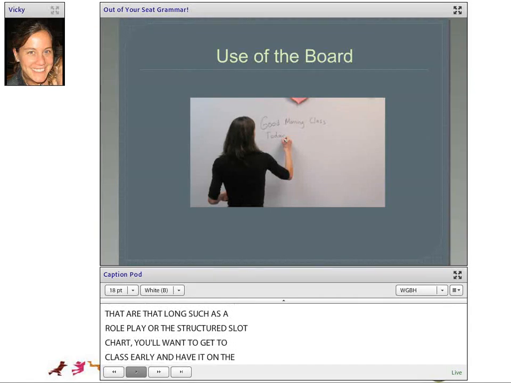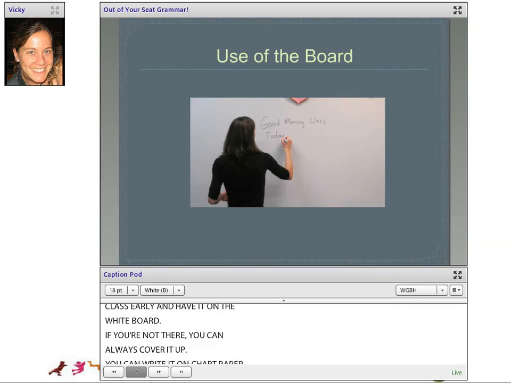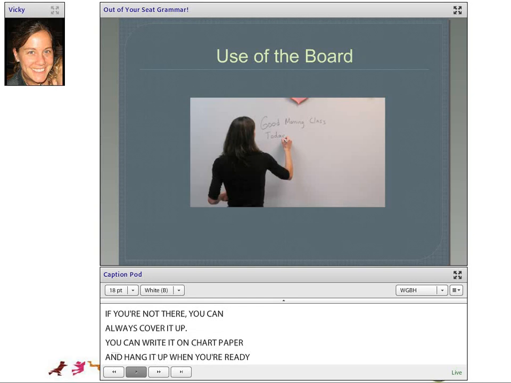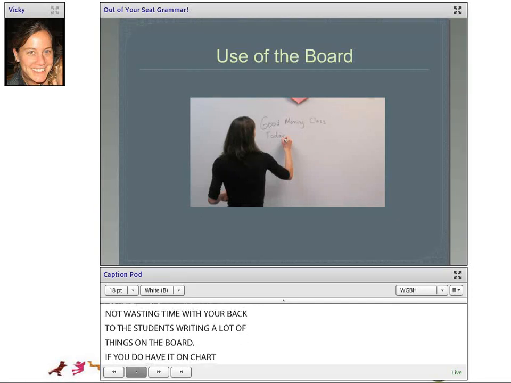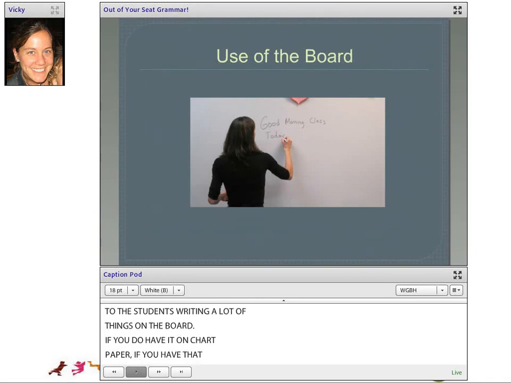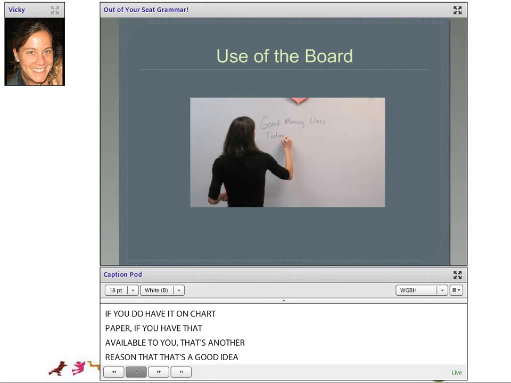Another great idea, if you have the possibility, is to write it on a chart paper and simply hang it up when you're ready for them to look at it, so that you're not wasting time with your back to the students writing a lot of things on the board. If you do have it on a chart paper, that's actually another reason that that's a good idea, because you can bring it back every class and have it hanging up there again instead of needing to erase it for the next teacher.